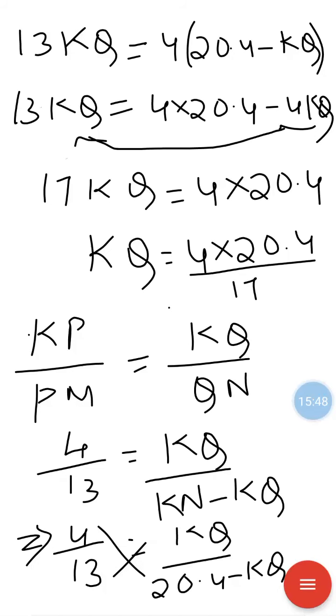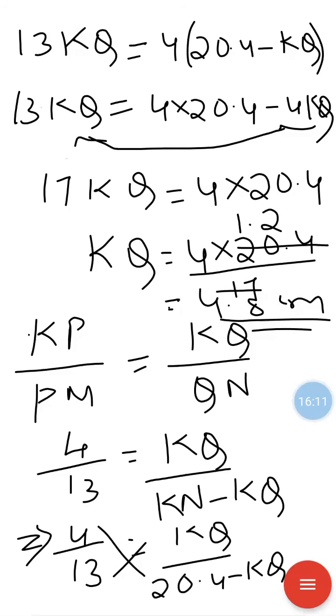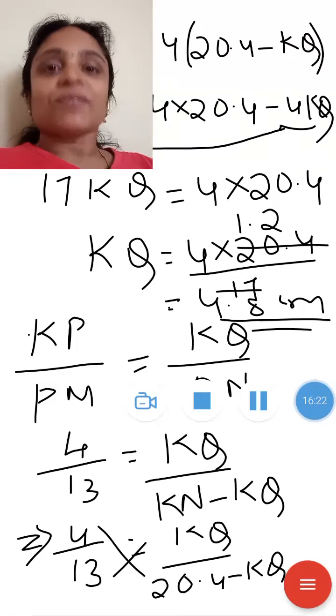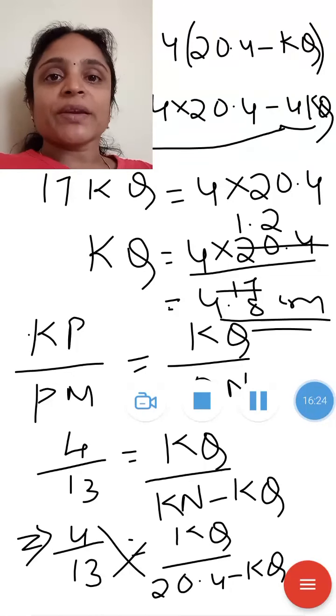17 will go in 20 one time, then 3 remainder. So 3.4. 17 will go in 3.4 0.2 times, right? So you will get 1.2. 4 into 1.2, what is 4 into 1.2? It is 4.8. So KQ equal to 4.8 centimeter, which is the answer. Understood?